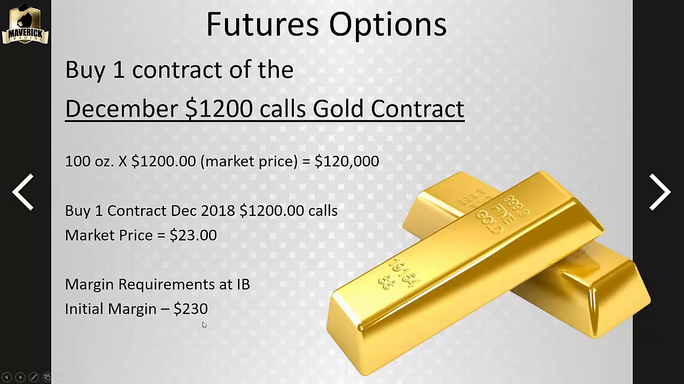So basically, you're controlling $120,000 with $230. Now, I like that much better, much less risk. I can actually really control everything. I don't have to worry about contango. I don't have to worry about limit down. I actually have control of everything by using the futures options.